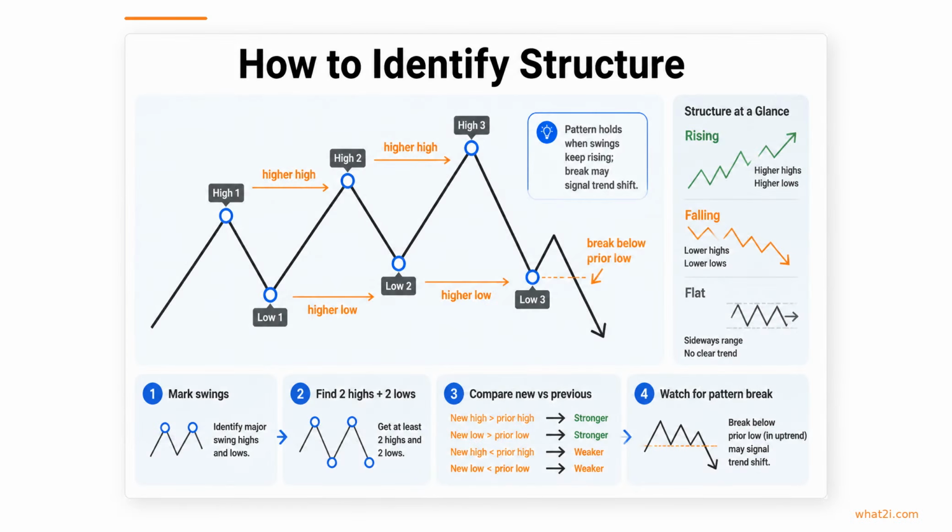Start by marking the obvious swing highs and swing lows. Then use at least two meaningful highs and two lows to see whether price is making higher swings, lower swings, or staying fairly flat. As each new turn forms, compare it with the last one. In an uptrend, a break above the recent swing high can support continuation, while a break below the pattern can be an early clue that the trend may be shifting.